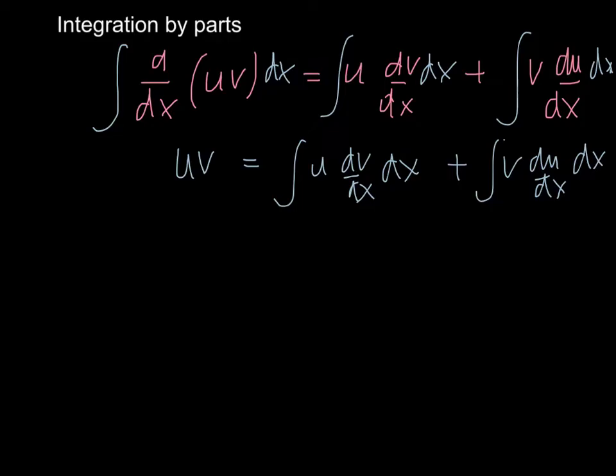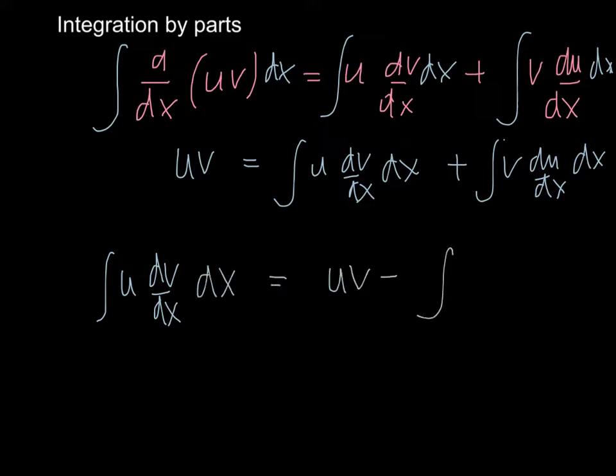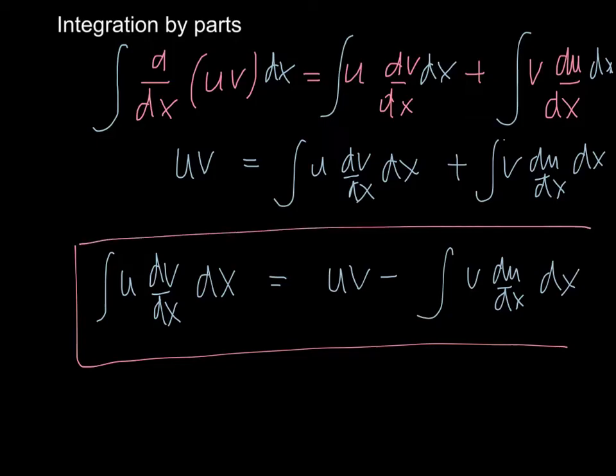Then we rearrange that, so we have the integral of u dv by dx dx equals uv minus the integral of v du by dx dx. And that is actually the formula for integration by parts. It doesn't look very nice at the moment, but once you start using it, you'll see that it's quite straightforward, and it appears in the formula book, so although you will know it by the time you need it anyway, there it is if you need to refer to it.